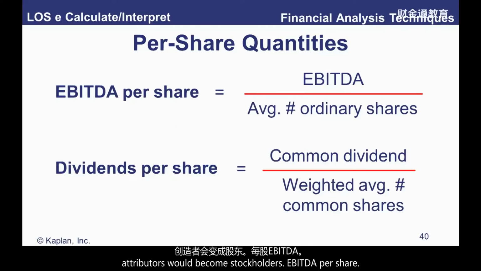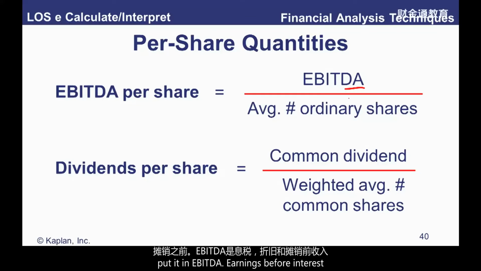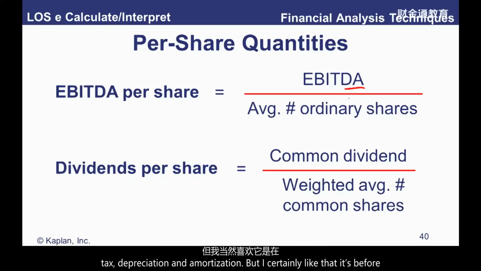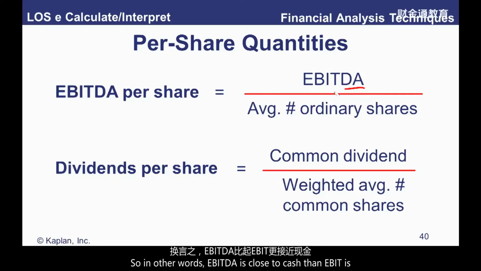EBITDA per share. I have issues with this. I like the fact that it's before depreciation and amortization. And let me just quickly define EBITDA: earnings before interest, tax, depreciation and amortization. Now, I certainly like that it's before depreciation and amortization because those are non-cash items. So, in other words, EBITDA is closer to cash than EBIT is, and I like that.